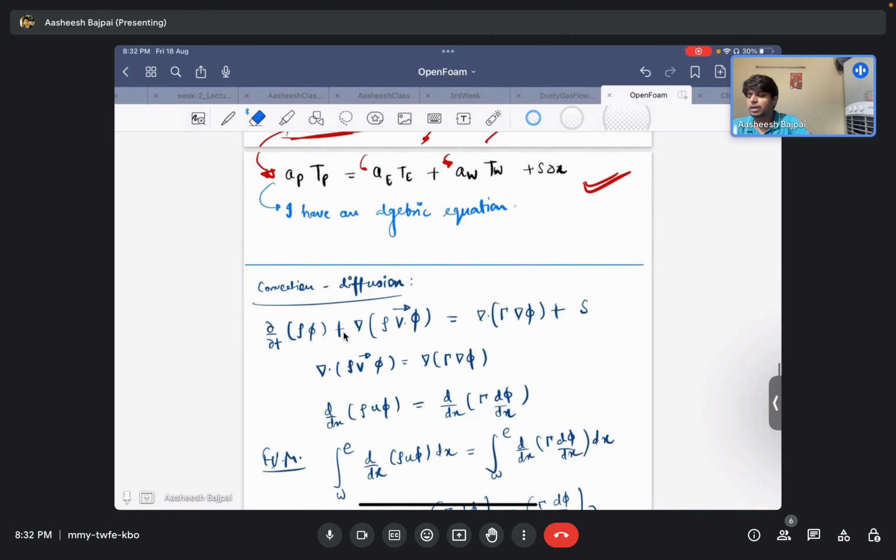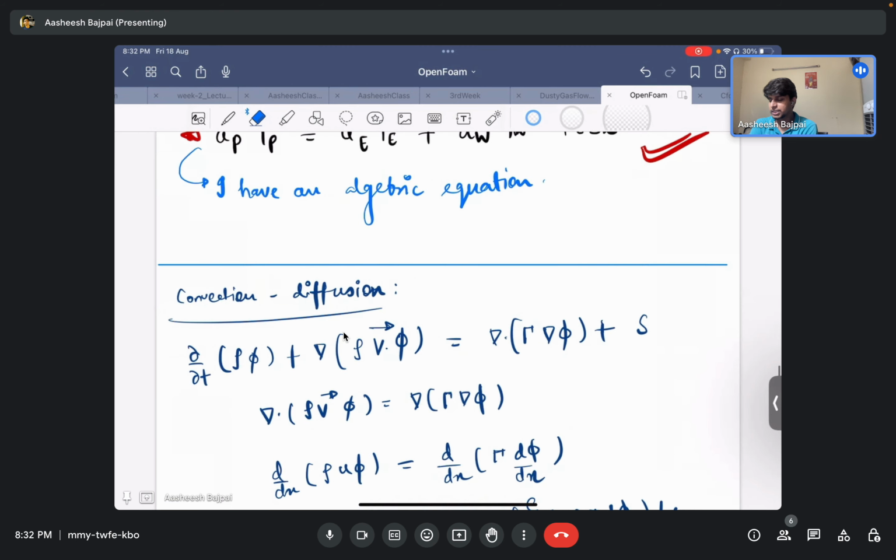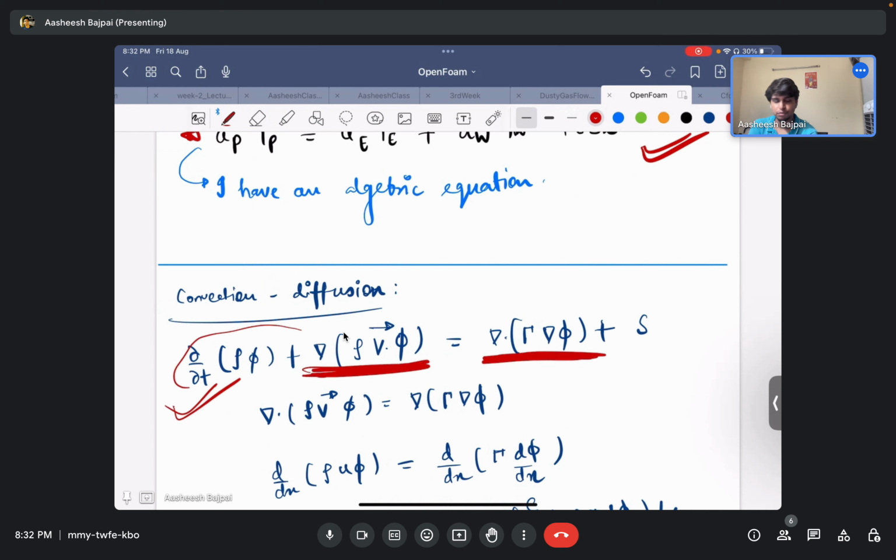So in convection and diffusion, let's consider both convection and diffusion together. Okay, this is the general form, and this is our advection term, and this is our diffusion term. This only contributes toward the convection. And phi can be anything: phi can be temperature, phi can be velocity.